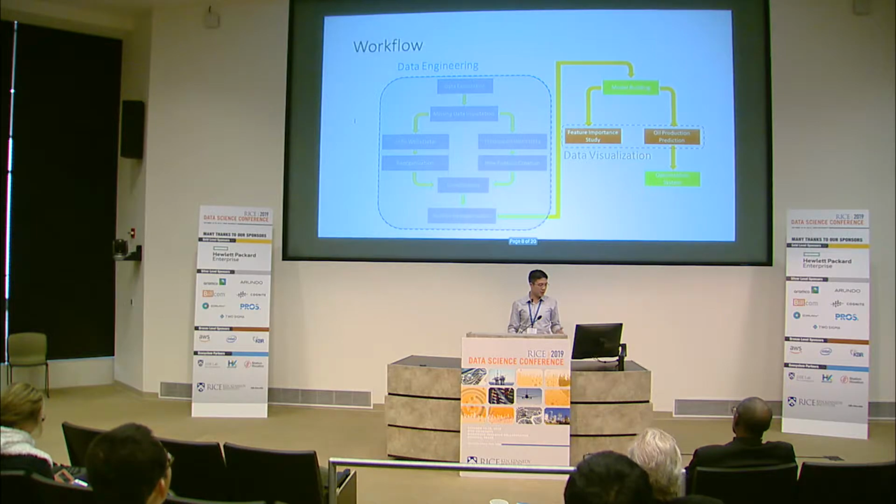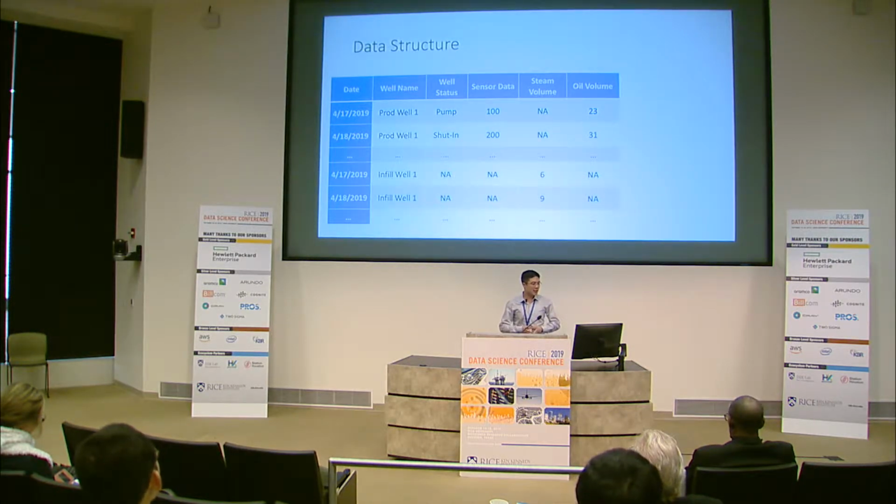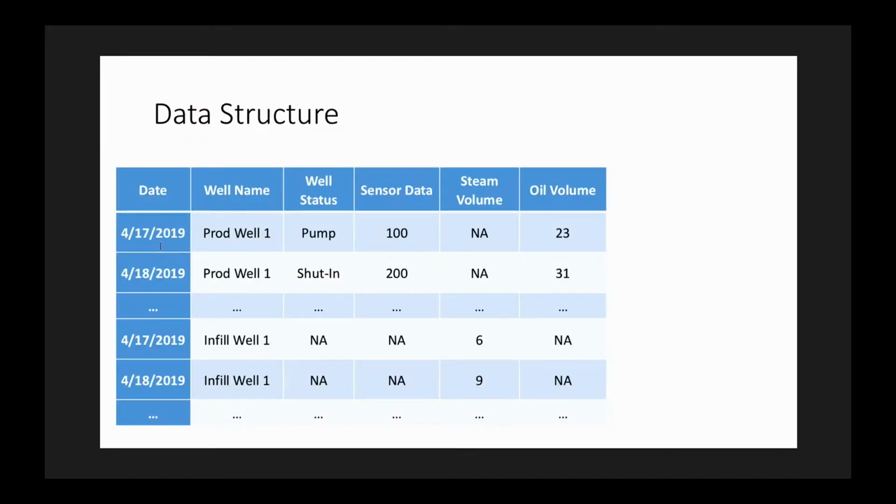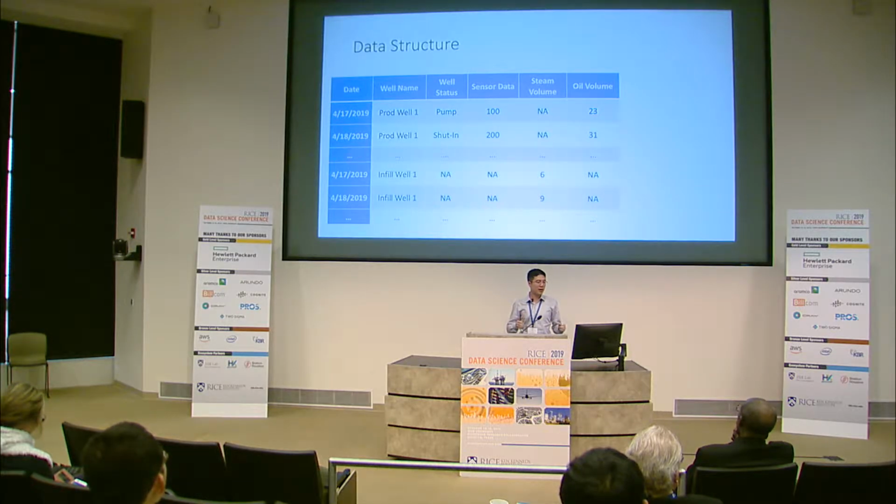First is data engineering. Here is the basic data structure. You can see it is very typical time series data. The first column is the date, and there are two groups of wells. One is the production well, where oil will be pumped out, and the other is the infill well, where the steam will be injected.